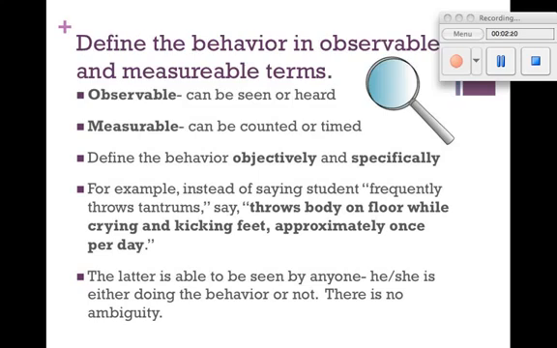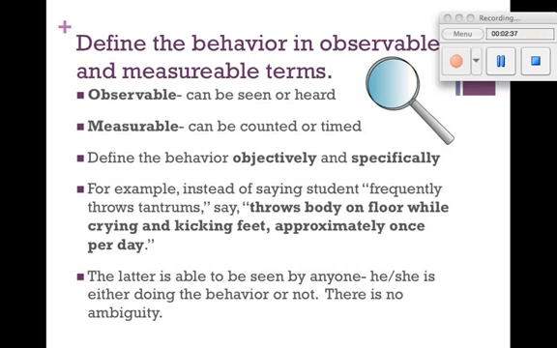So D. Define the behavior in observable and measurable terms. I'm sure that if you've been in Dr. Mack's class, this sounds familiar to you. Observable means it can be seen or heard. Measurable means it can be counted or timed. It's important to define the behavior objectively and specifically.